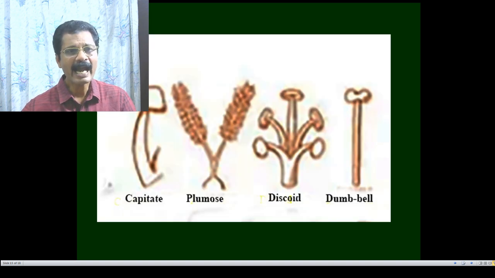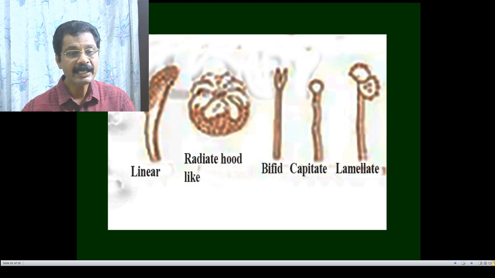Here you can see cap-like stigma, capitate, feather-like stigma, plumose, disc-like stigma, discoid, dumbbell-shaped stigmatic lobes. Then linear, long and narrow. Hood-like, as in the case of poppy. Then bifid, Ixora, you can see the stigmatic lobe is forked, that is called bifid stigma. Then capitate stigma, lamellate stigmatic lobes are there.